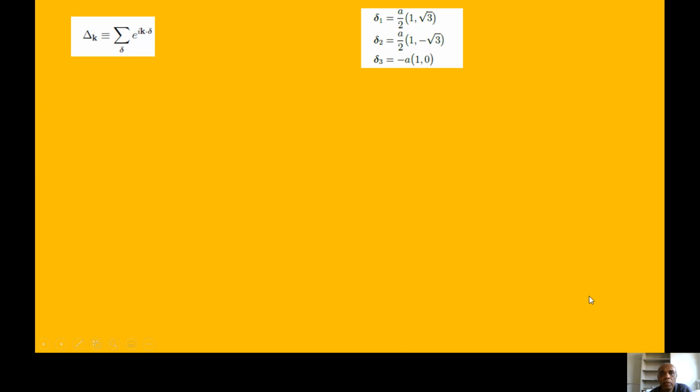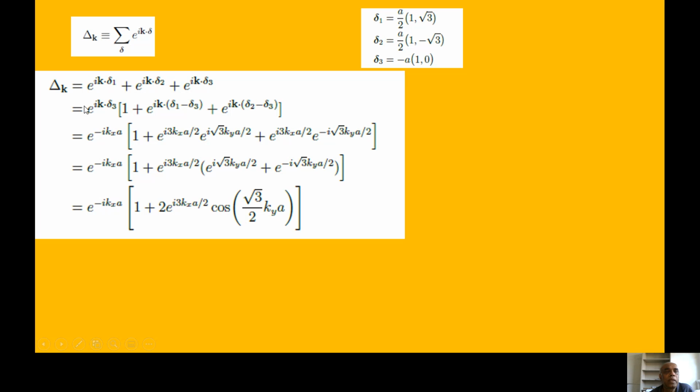So how do you do that? If you take delta_k, we know delta 1, delta 2, delta 3. Remember, I showed how to do that. Now just calculate this term delta_k, that is e^(ik·delta_1). The delta goes from 1 to 3, right? If you add these three and do a little bit of algebra, you get this expression, that is delta_k. Then delta_k star you can take as the conjugate of this one.